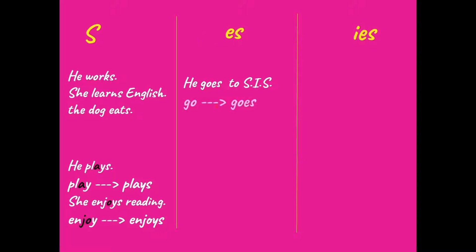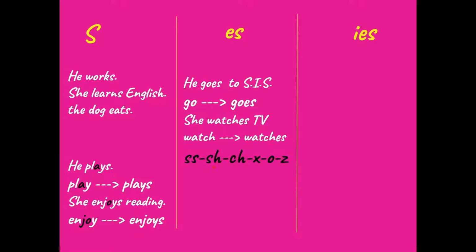What about adding ES? Goes. Go becomes goes with ES because the verb ends in an O. What about here? The verb ending is CH. This is one of the endings that need ES, so we added ES. Watch, watches. SS, SH, CH, X, O, and Z. Simple and easy.